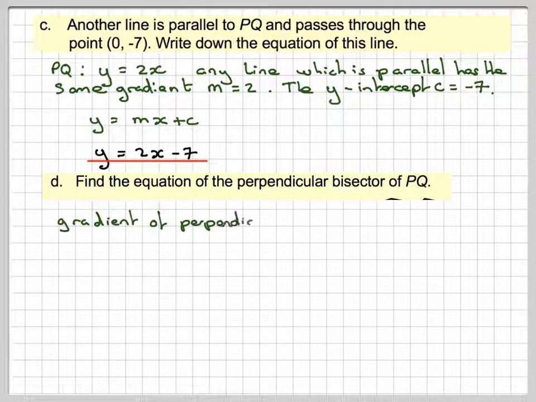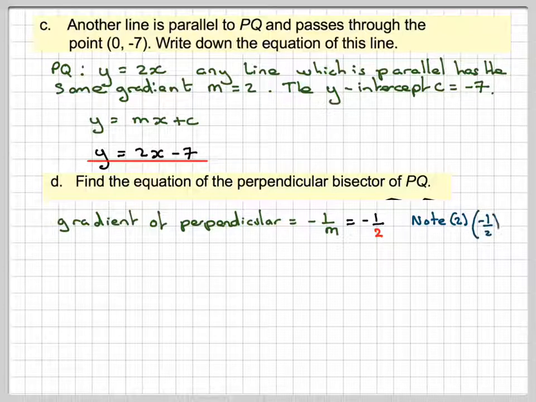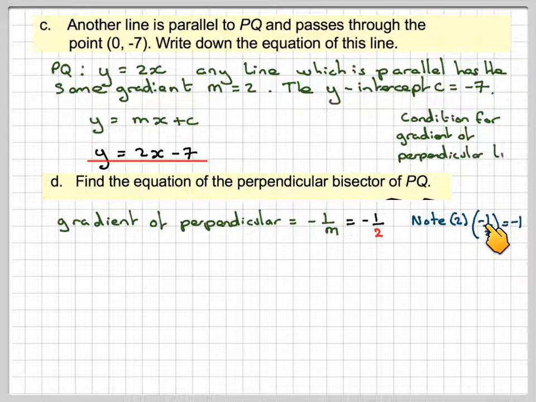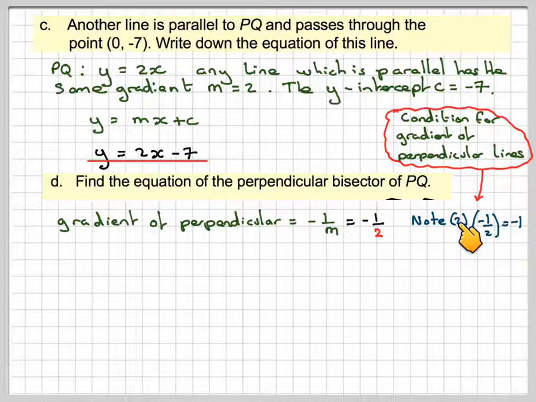And then find the equation of the perpendicular bisector of PQ. The gradient of the perpendicular is going to be -1 over m, so if m is 2, the gradient of the perpendicular is -1/2. A little check you should do is 2 times the gradient of the perpendicular. This is the original gradient, this is the perpendicular. So 2 times -1/2 gives me -1, and that always happens. If you find the product of the gradient and its perpendicular gradient, the answer is always -1.